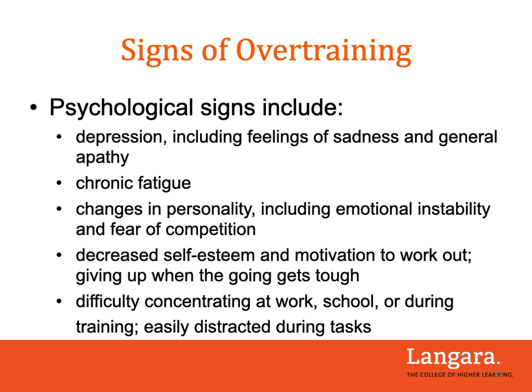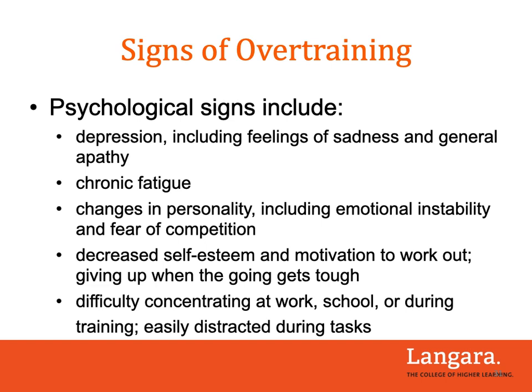When it comes to overtraining, what we want to make sure we do is use our frequency, intensity, time, and type. Make sure that we are prescribing enough recovery in between bouts, and then watching for psychological and physiological signs. And those signs are things like depression, and that could include feelings of sadness and general apathy, chronic fatigue, changes in personality, and that could be emotional instability, as well as fear of competition. Decrease in self-esteem and motivation to work out, also giving up really easily, and difficulty concentrating at work, school, or during training. So they get very distracted easily. Those are some psychological signs that are associated with overtraining.